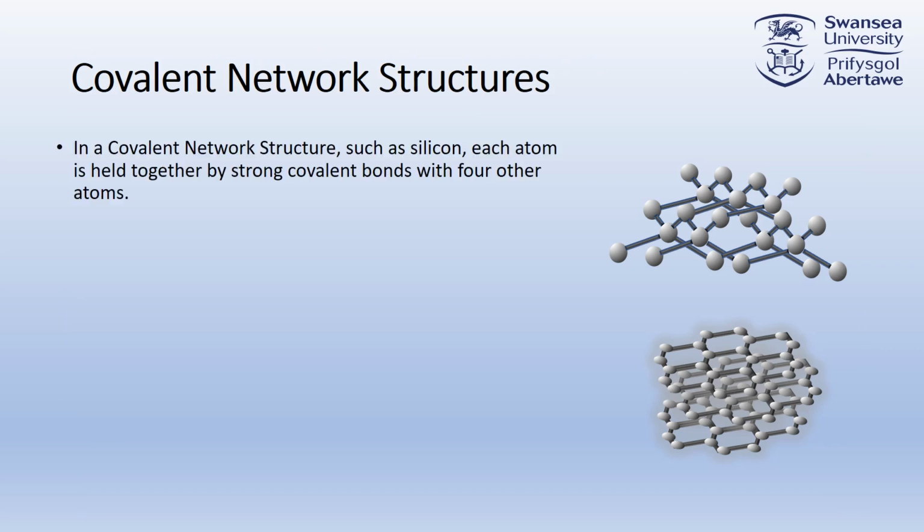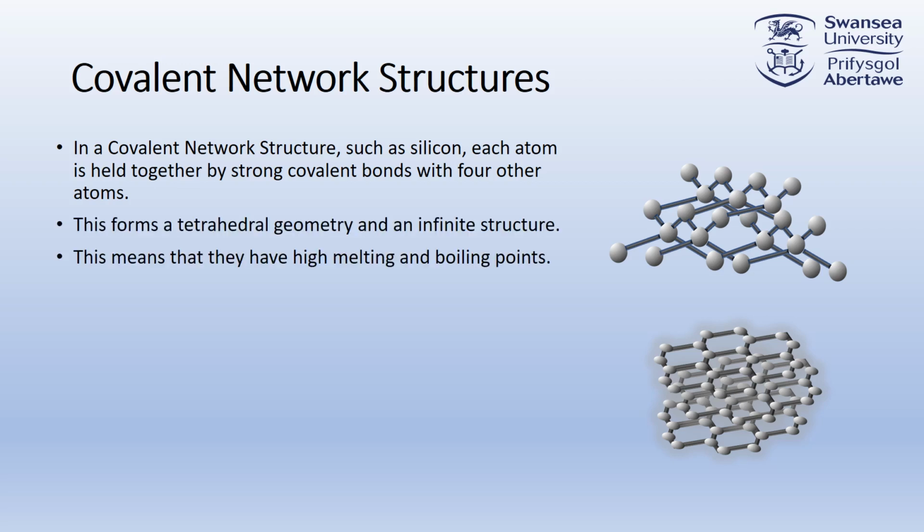So we're going to look at basically carbon as our example of our covalent network structure. On the top here is carbon held together by covalent bonds in a tetrahedral arrangement. In other words, each atom is covalently bonded to 4 other atoms, leading to an infinite structure. So you need a lot of thermal energy to actually break those bonds. So this means that our covalent network structures tend to have a very high melting and boiling point.